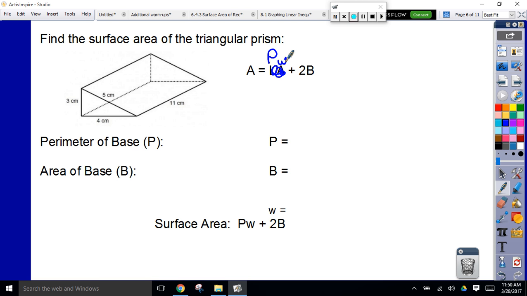Okay, so let's first find the perimeter of the base. Emma, what's the perimeter of the base? 12. It's 12 again. It has the same base as the last triangle. So then what's the area of the base, Max? 6. 6 again.